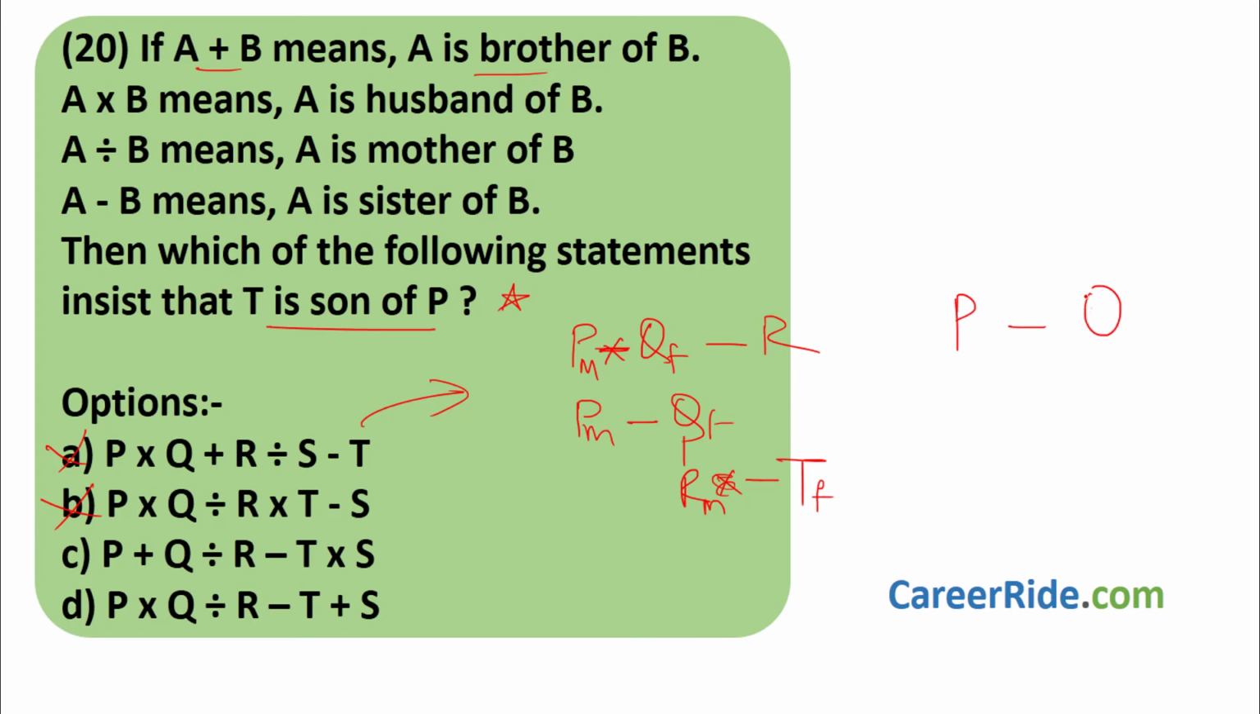Next, P plus Q. P is brother of Q. Male. We don't know the gender of Q. Q divided by R is mother. So this will be female. R dash T. R is sister of T. So what does this mean? That T and P will become uncle and nephew. So not this option. This is the correct option. You can draw the diagram and check. This will be the right diagram.